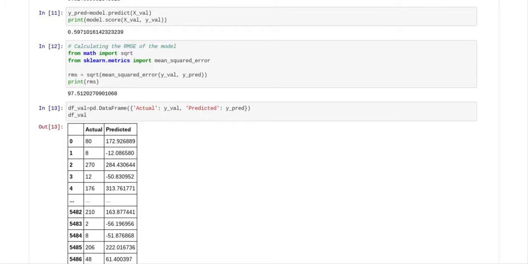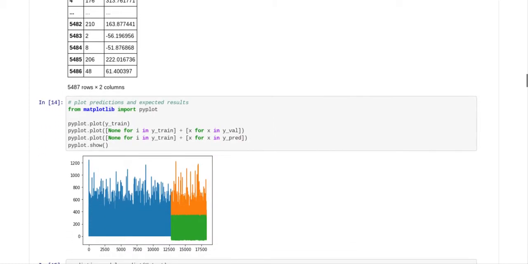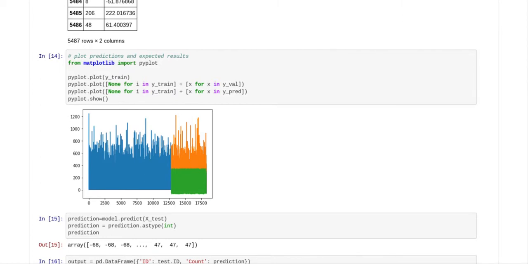And when you're working with RMS, you want the number to be as small as possible. So we started out with 97.51. We got the data frame where we compared the actual values with the predicted values, and we plotted it. So you can see it's not a very good plot, but that's our plot.